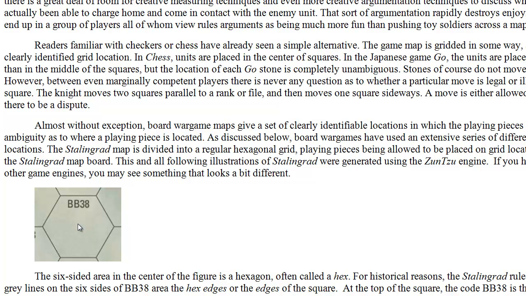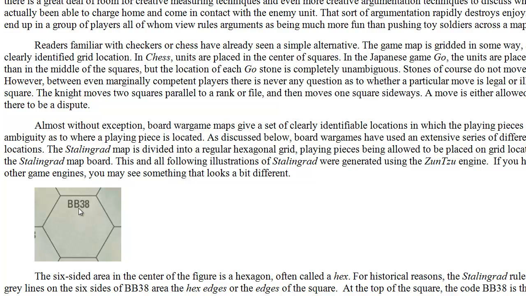Now, having said the gridding is called hexagons, for historical reasons, the various different grid locations are all called, at least in Stalingrad, squares. So here we have a square, the square with 6 sides. The square comes with a little letter symbol, BB38. BB and 38 identify the grid location. They identify horizontal and vertical, not precisely on the straight lines, the location of this square with respect to all of the others.